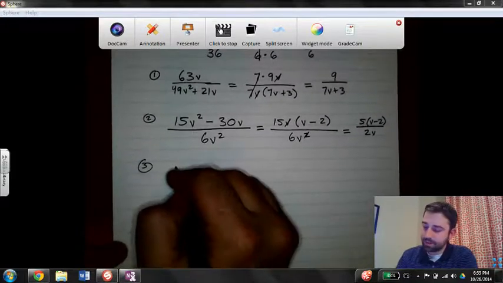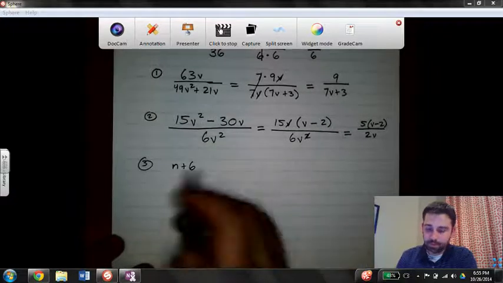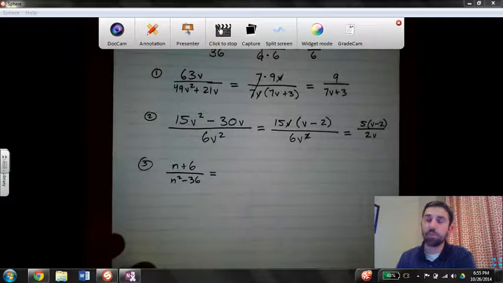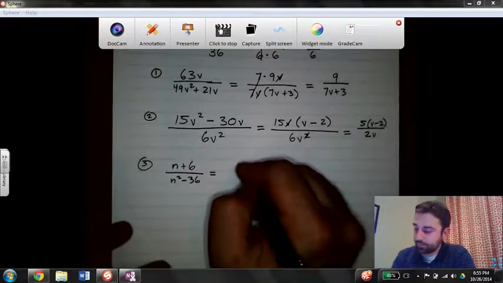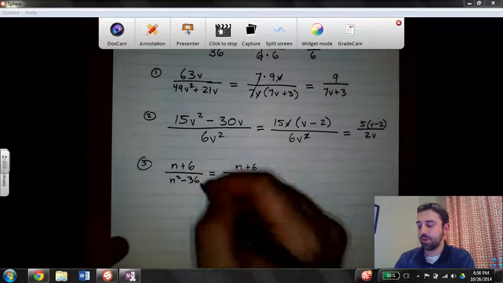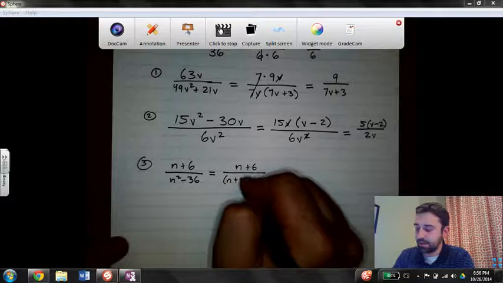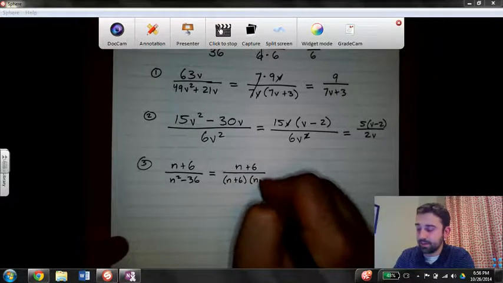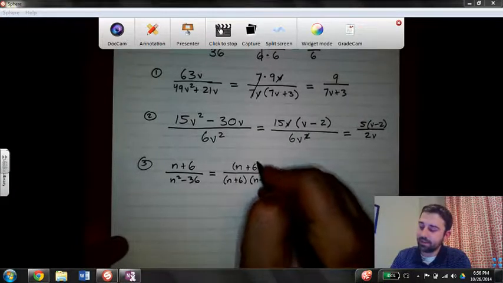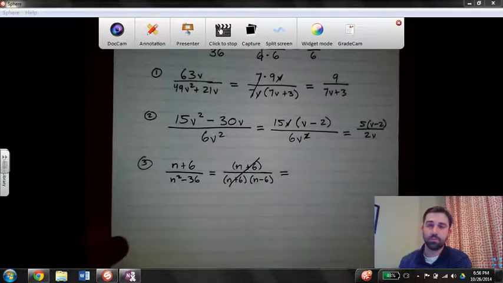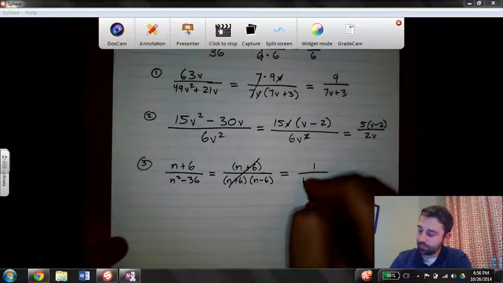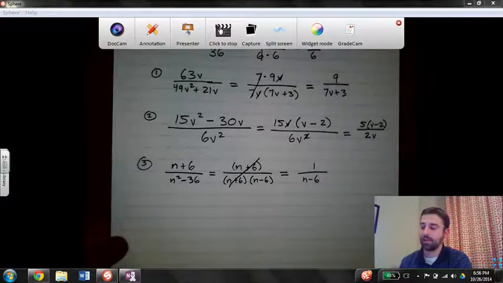The third example, n plus 6 divided by n squared minus 36, requires us to do a little more factoring here. n plus 6 is already factored down as far as we can take it. However, n squared minus 36 can be factored into n plus 6 times n minus 6. And notice that n plus 6 and n plus 6 here will cancel, leaving me with a 1 in the numerator and n minus 6 in the denominator.